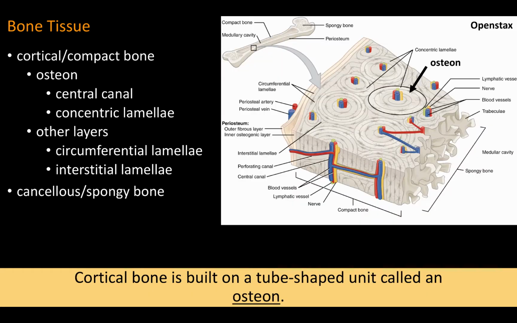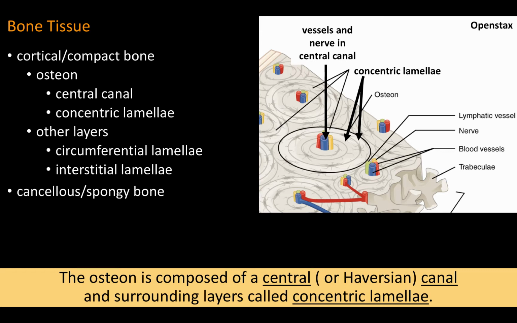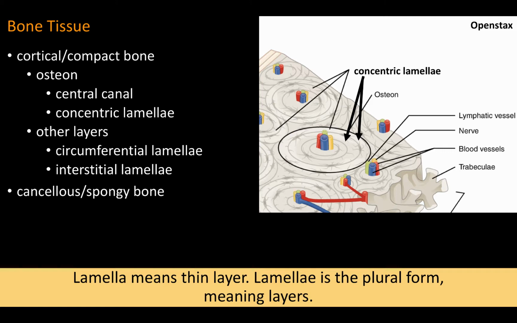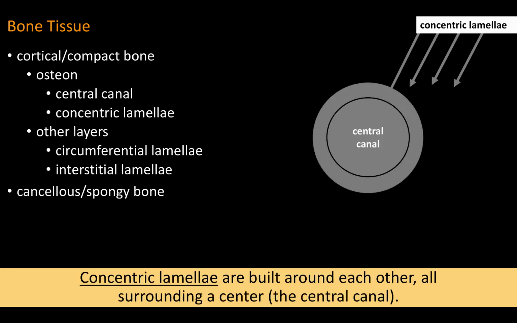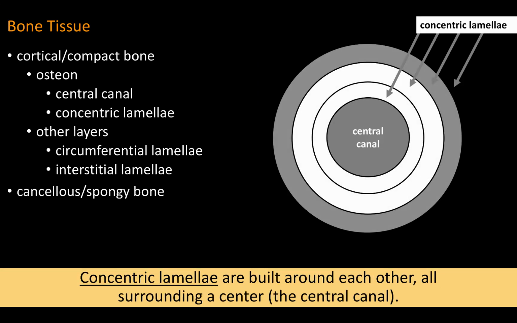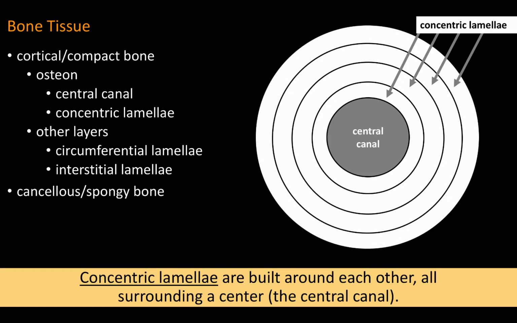Cortical bone is built on a tube-shaped unit called an osteon. The osteon is composed of a central, or Haversian, canal, and surrounding layers called concentric lamellae. Lamella means thin layer. Lamellae is the plural form meaning layers. Concentric lamellae are built around each other, all surrounding a center, the central canal.